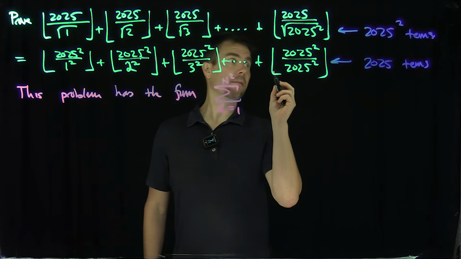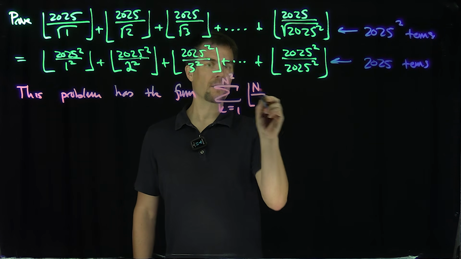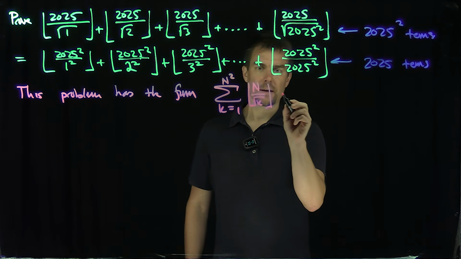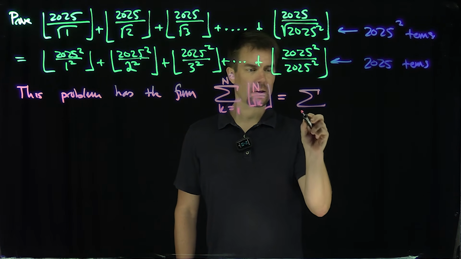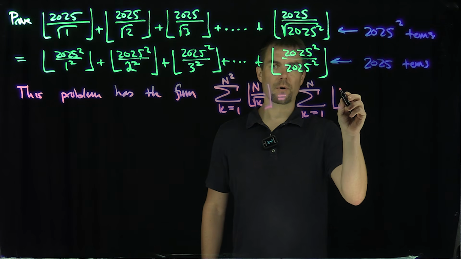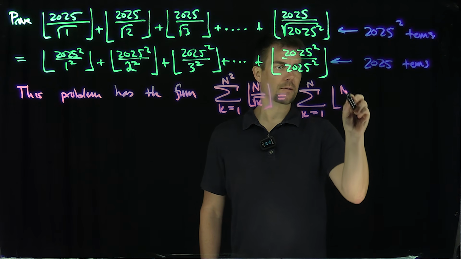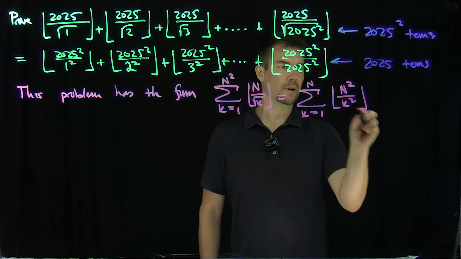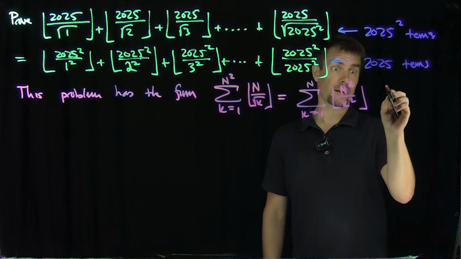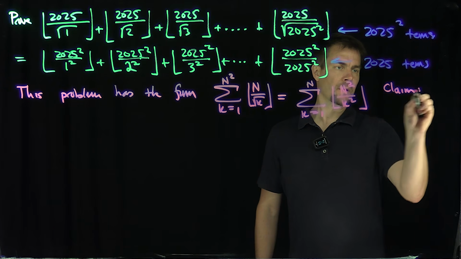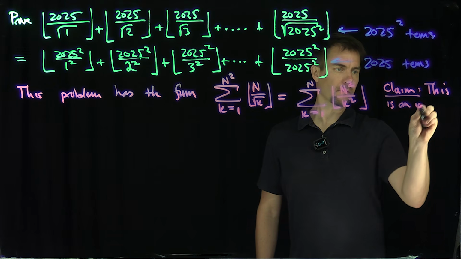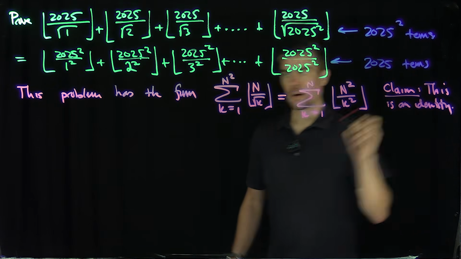Then what do we have? We have the floor of n over the square root of k, that's what we have over there, is equal to the sum, k goes from 1 up to n, of the floor of n squared over k squared. Okay, so I would like to prove this identity, right? So I claim this is an identity. It holds for any value of n.